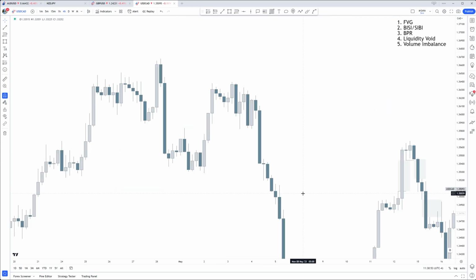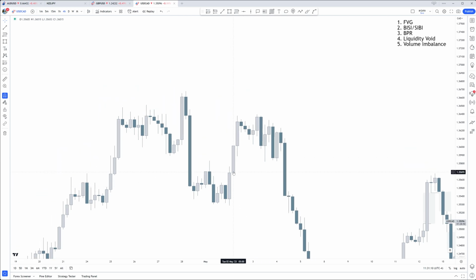All right, now if we move on to the second one, a BISI and a SIBI. A BISI, buy side imbalance. So there's an imbalance on the buy side. What does that mean? This right here is an imbalance on the buy side. An imbalance is the same as a fair value gap. And then a sell side inefficiency. So there is no sell side delivery in that buy side imbalance. Of course, they go hand in hand.